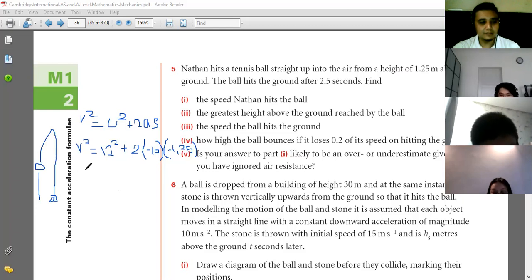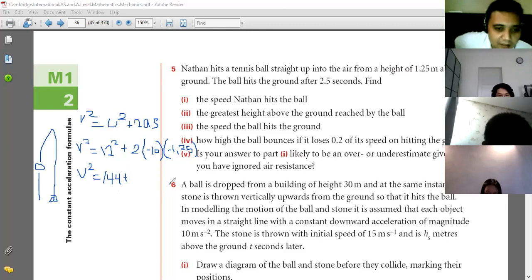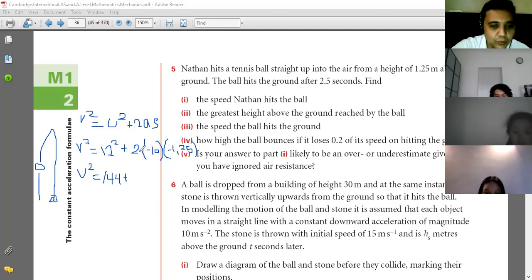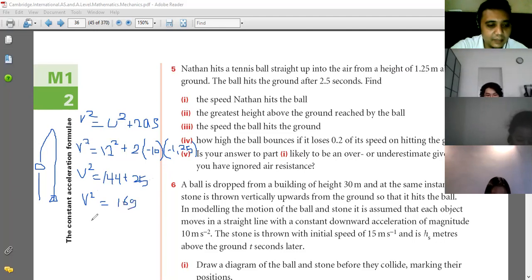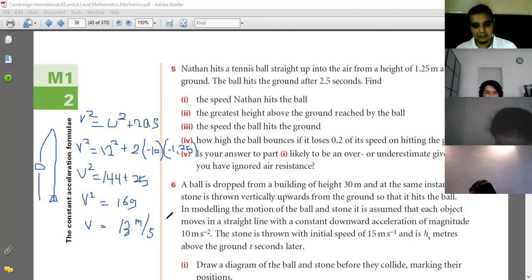So multiply it, calculate. 144 plus, how much? 25. Yes. Okay. So v squared equals 169. That means v equals 13 meters per second. Yes, 13 meters per second.